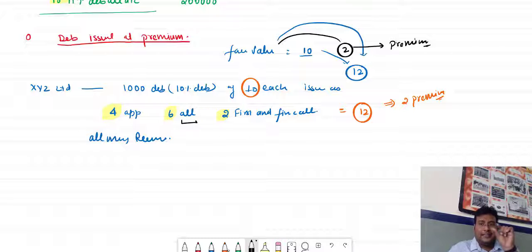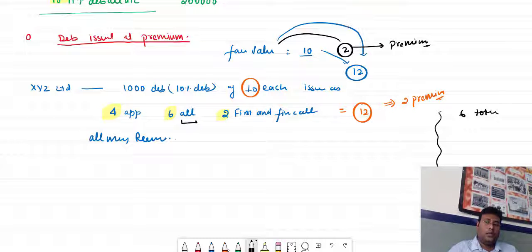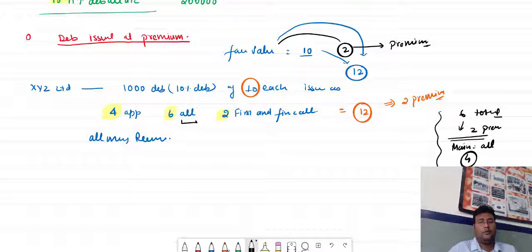So that 6 rupees allotment includes 2 rupees premium also. So very simple. If 6 rupees is the total amount the company called up, and in that 6 rupees 2 rupees is the premium, then what is the main amount of allotment? So the main amount of allotment is 4 rupees. Main amount of allotment is, bacha, 4 rupees.